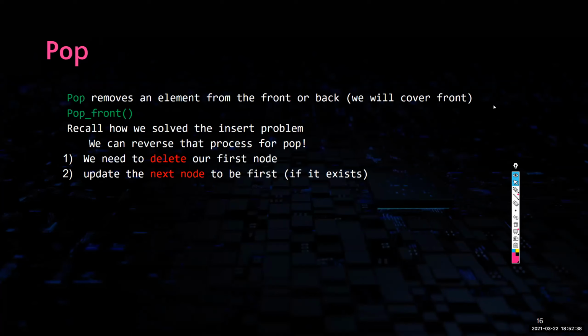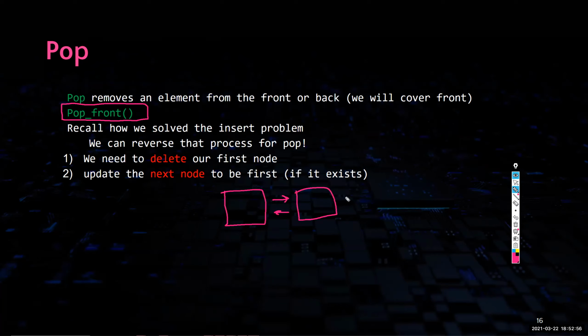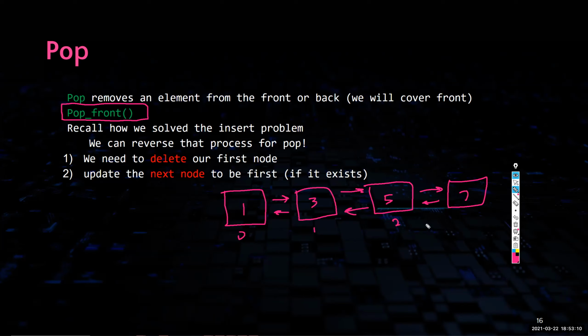All right, awesome. So with pop, what we're going to do is remove a node in our list. We have pop front and pop back. We'll talk about pop front because this one follows the same trend we did for push front. Let's say we have a list of size 4. I have 1, 3, 5, 7. I have nodes 0, 1, 2, and 3. This is going to be our first node, and this will be our last node.